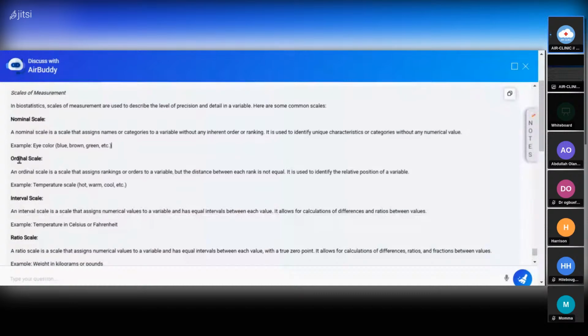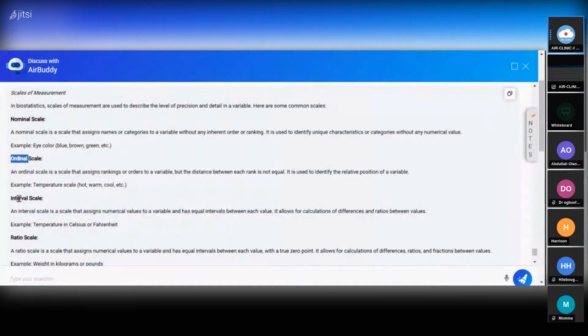So ordinal scale, as the name suggests, means there is an order to it. Nominal scale is based on the name, ordinal scale is based on order. An ordinal scale assigns rankings or orders to a variable, but the distance between each rank is not equal. It's used to identify the relative position of a variable. So temperature can be hot, warm, cool, cold. It's identifying an order, but you cannot really quantify it in numbers.